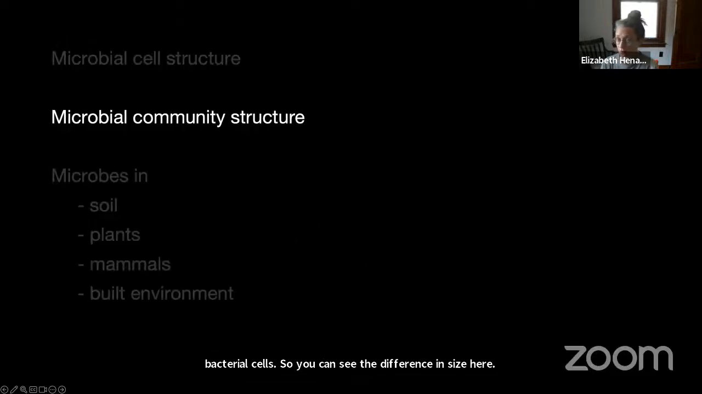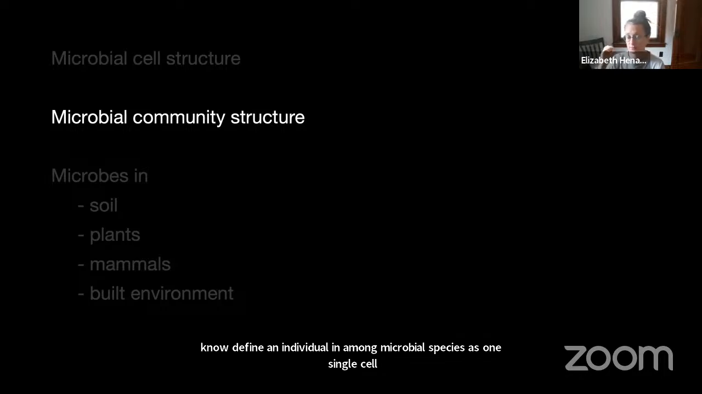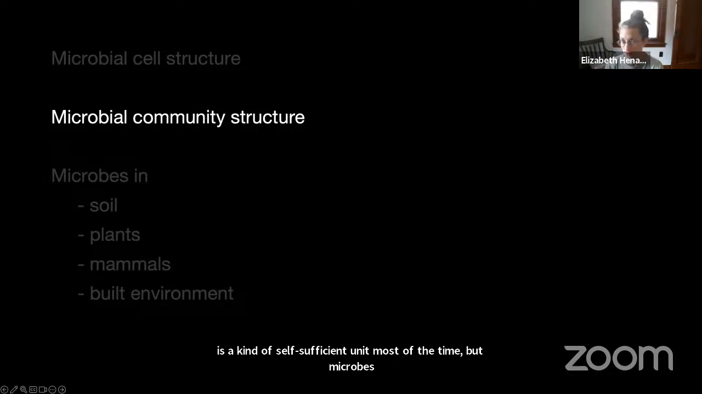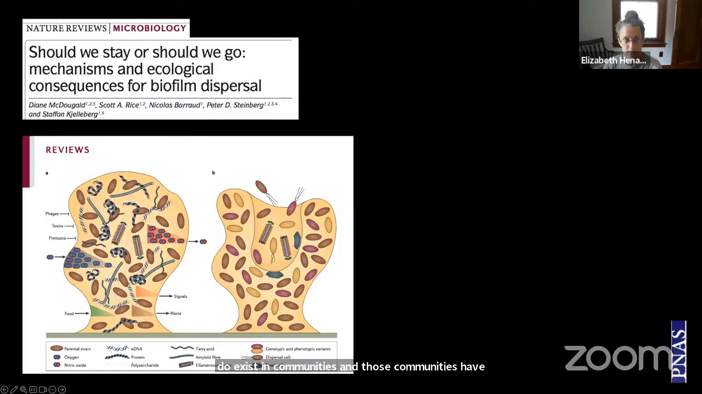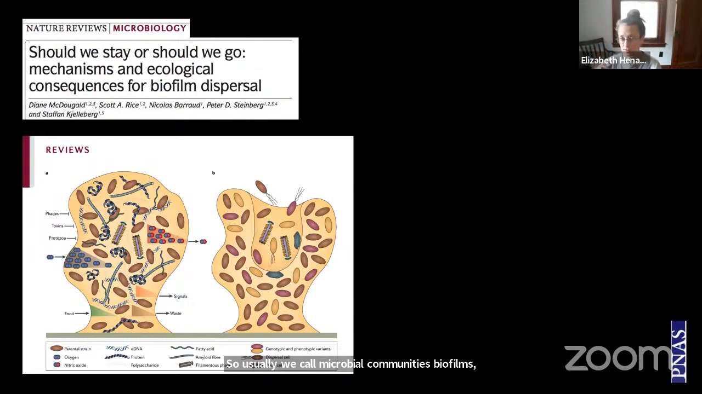Microbes are unicellular organisms, so we define an individual among microbial species as one single cell. It is a self-sufficient unit most of the time, but microbes do exist in communities, and those communities have very specific structures. Usually we call microbial communities biofilms. Those two words are often synonymous.